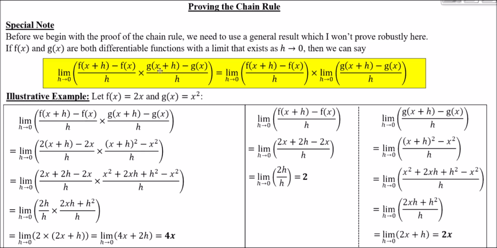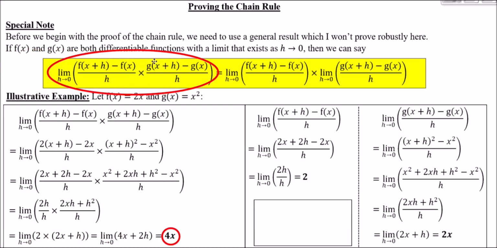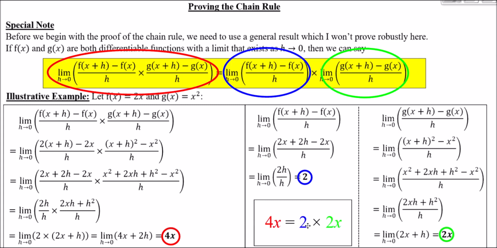So let's see if this result holds. Looking at the left-hand side, what we've got here is one times the other inside one limit, and that gave us 4x. The derivative of f of x done separately, we got 2, and then g of x done separately, we got 2x. So does the blue times the green give us the red? Does 2 times 2x give us 4x? Indeed it does. 4x is 2 times 2x. So that's hopefully helped to convince you that this result does hold up and we can use it. We're going to use this now.